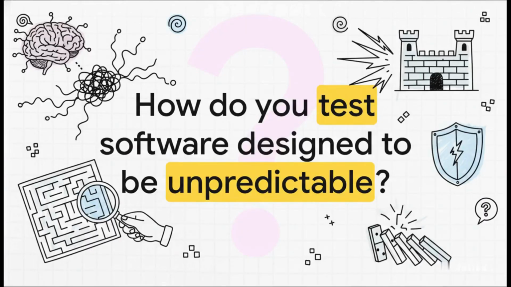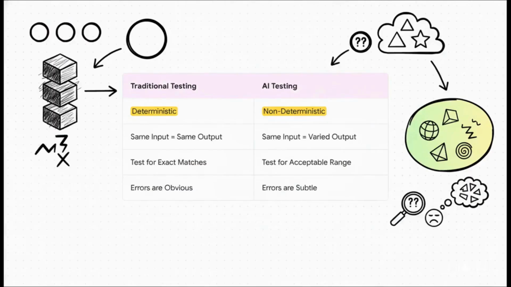So let's just start with the one question that basically changes everything for us in the QA world. How in the world do you test a piece of software that is designed from the ground up to be unpredictable? I mean, just think about that. This is the challenge that makes testing AI a completely different ballgame. And this slide really lays it all out.